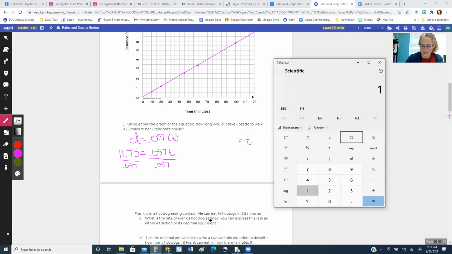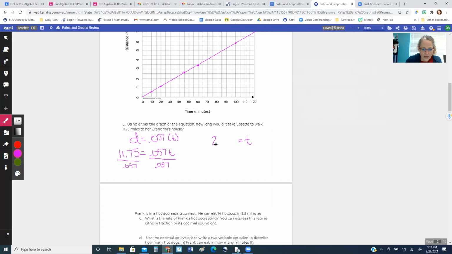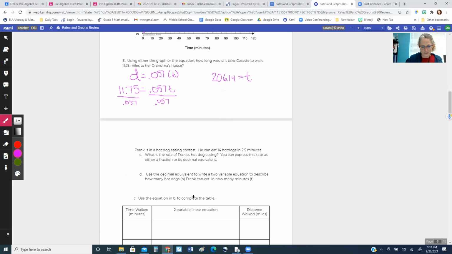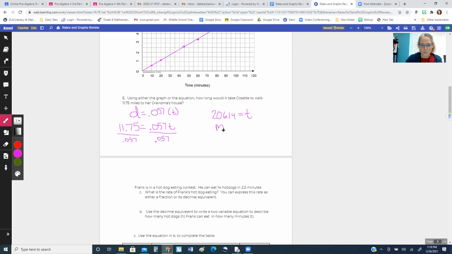So let's pop up our calculator. 11.75 divided by 0.057 is 206.14. Now, okay, 206.14 what? Units are important. Okay, so it's time. 206.14 seconds, 206.14 years? Let's remember, what was our rate in? Our rate was in miles per minute, so our answer is going to be in minutes. It takes her 206.14 minutes to walk to grandma's house.